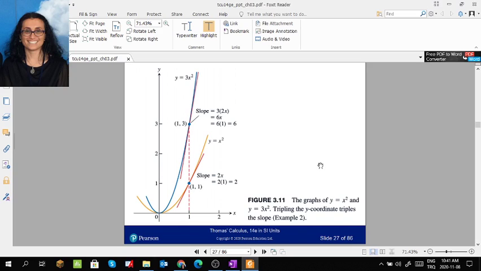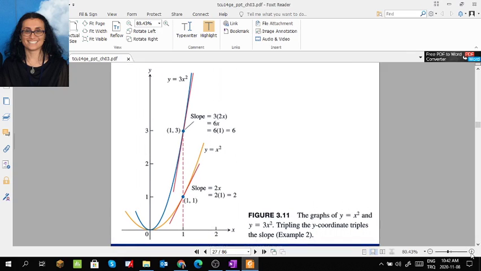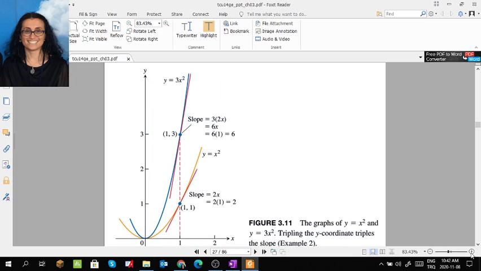And we want to know their slope at a point. But their slope at a point is the same as their derivative at that point. What's the derivative at 1? So let's look at y is equal to x squared first. Let me make it a little bit bigger for you. Okay.